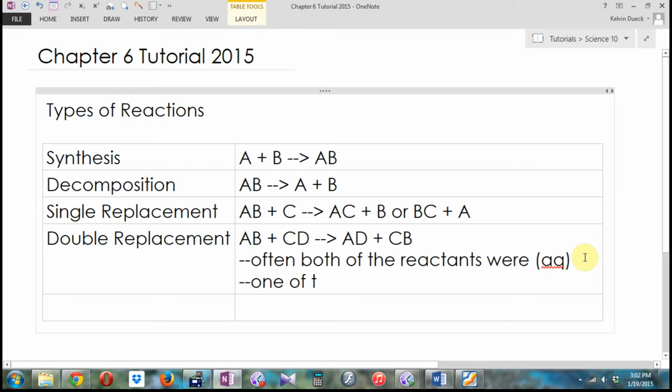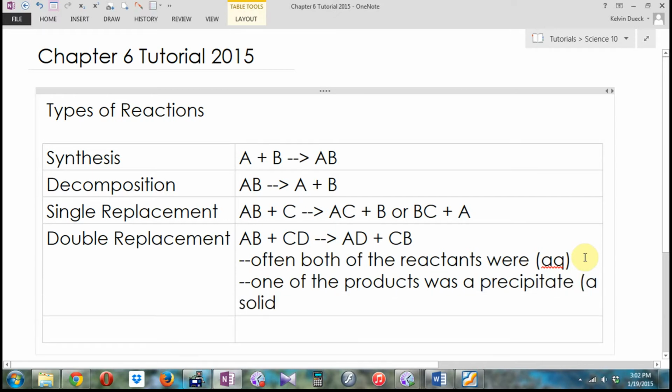One of the products was a precipitate, solid. So you pour 2 liquids together, you shake them up, and you may notice if you then let it sit for a while, something solid is gathering on the bottom, not a dry powder, but a powder in the liquid, and there's a liquid on top. You call the bottom solid a precipitate.